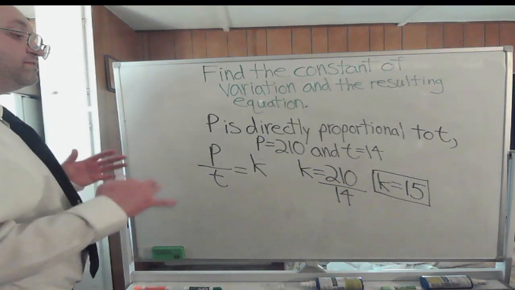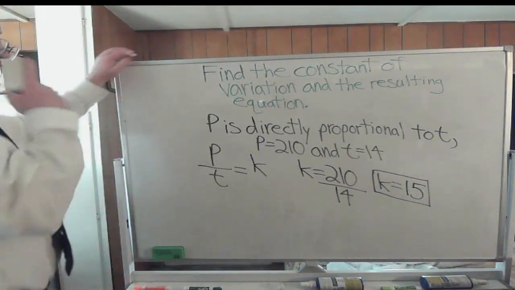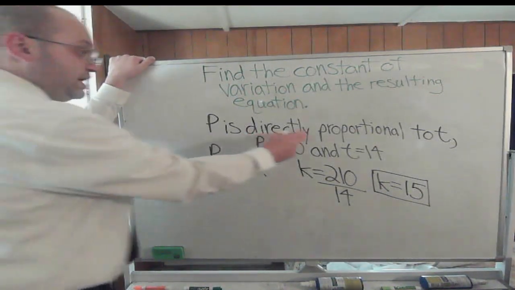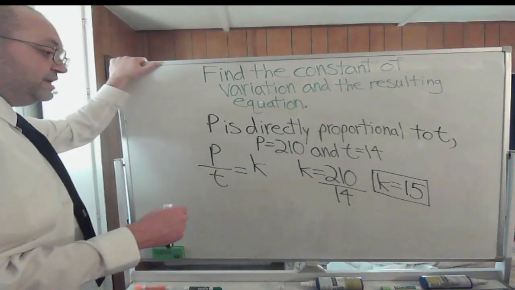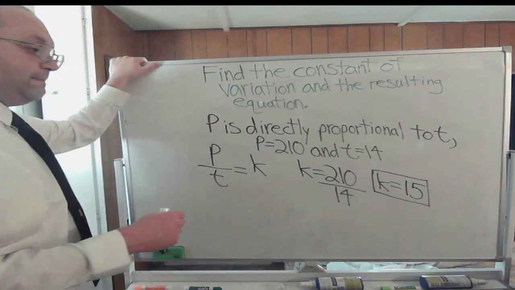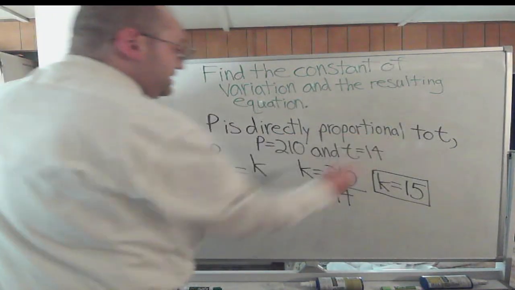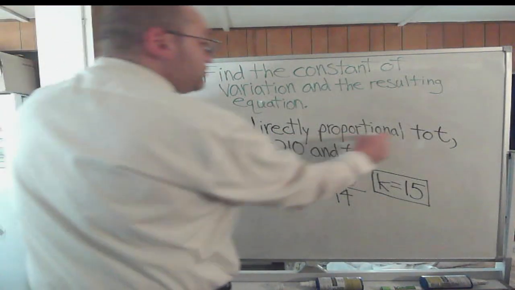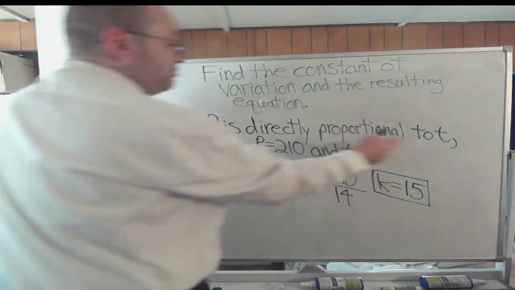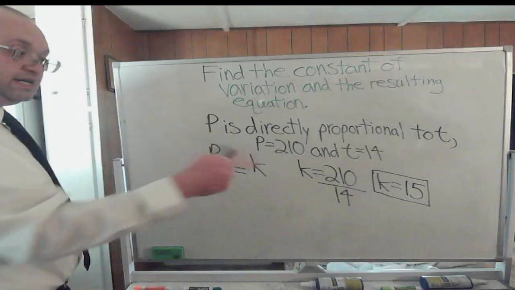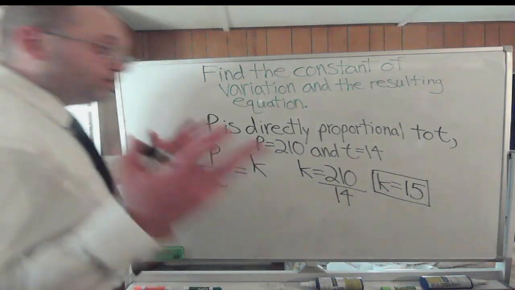Now we need to solve for the equation. Whenever you start with P is directly proportional to T, it's always going to turn into P varies directly as T after the fact. So it may start as P is directly proportional to T, but once you've found your constant of variation, it's going to turn into P varies directly as T.